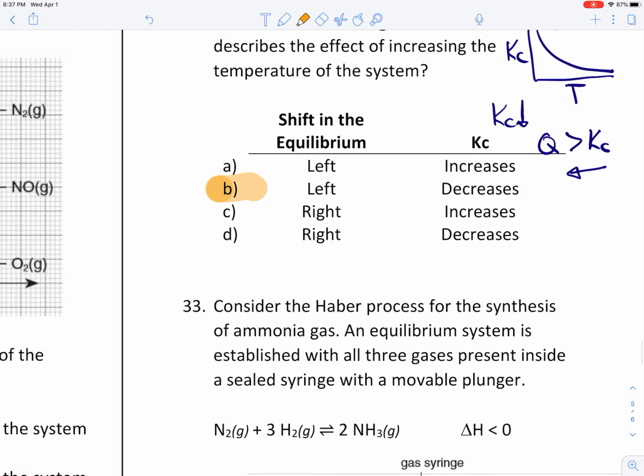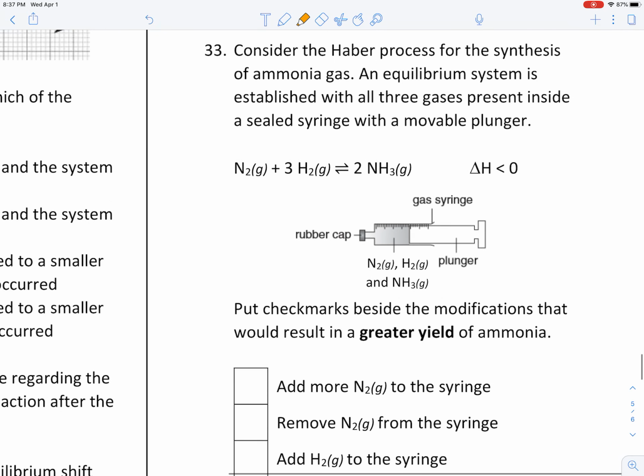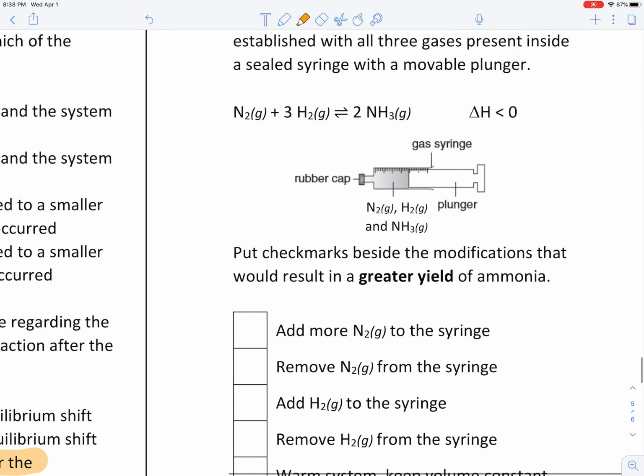And that brings us to the last question, which is not a multiple choice question. We have the Haber process, named after Fritz Haber, a German chemist, who figured out how to synthesize ammonia, NH3, from nitrogen and hydrogen gases. We have an equilibrium system with all three of those gases inside a sealed syringe. So you can see here the syringe with all three gases present. There's a plunger which can move in and out of the syringe, but the rubber cap prevents the gas from escaping. So we also notice that the reaction for the synthesis of ammonia was exothermic.